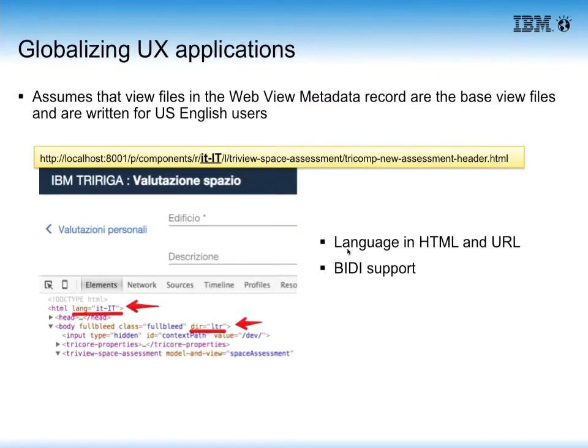But for the translated version of that file for the non-US English user, you can see that we have added a language attribute in the generated HTML file, and also added that language information into the URL, as you can see here. Similarly with BiDi languages, we also added support for that in the body of the HTML through this dir, or direction, attribute.